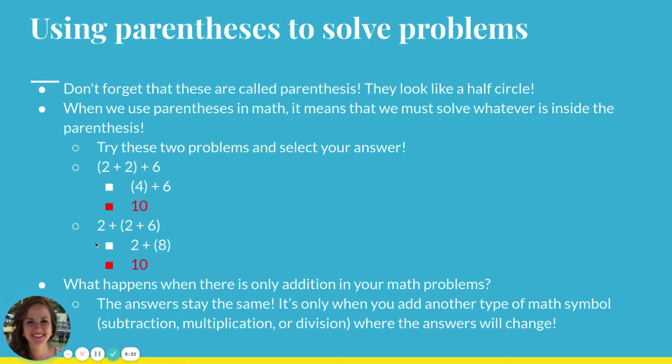In the next problem, we have 2 plus, and then what's inside the parentheses? 2 plus 6. So since we have 2 plus 6 that's inside the parentheses first, we must do that first. So 2 plus 6 is 8, okay? And then we have the plus 2 hanging out on the side. So 2 plus 8 is 10.